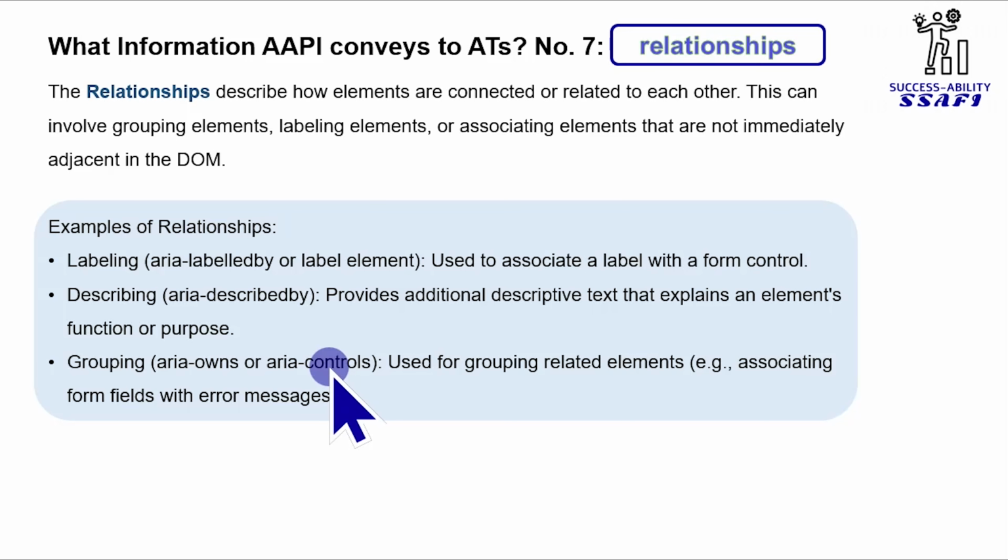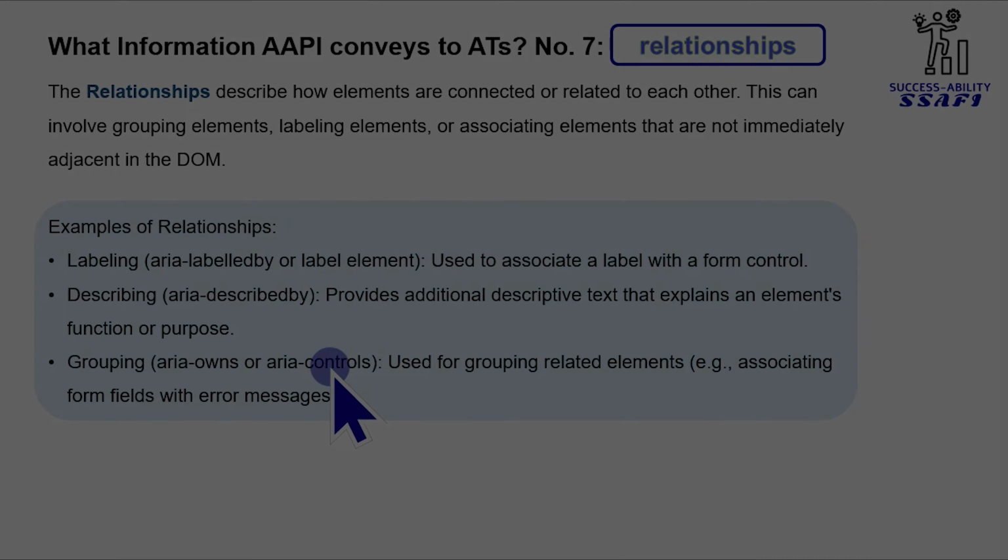Okay, so when we have items located in different places within our HTML, we can use aria-owns, aria-controls, and other sorts of associations to indicate that these are elements that, even though they are not adjacent inside the DOM or HTML code, are related to each other. So we indicate the relationships between these elements.